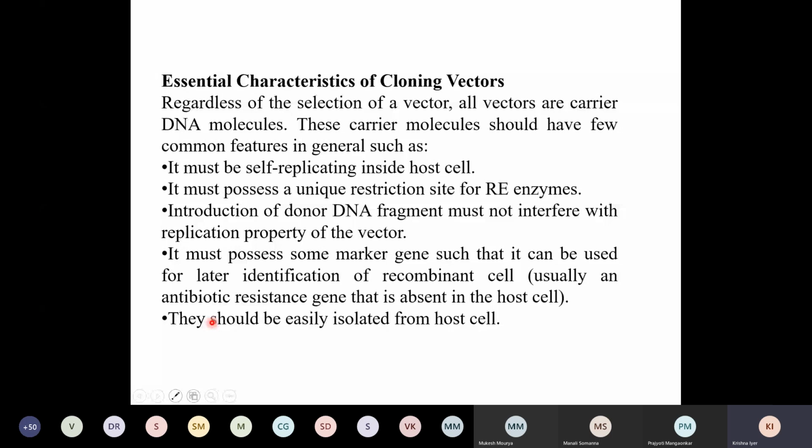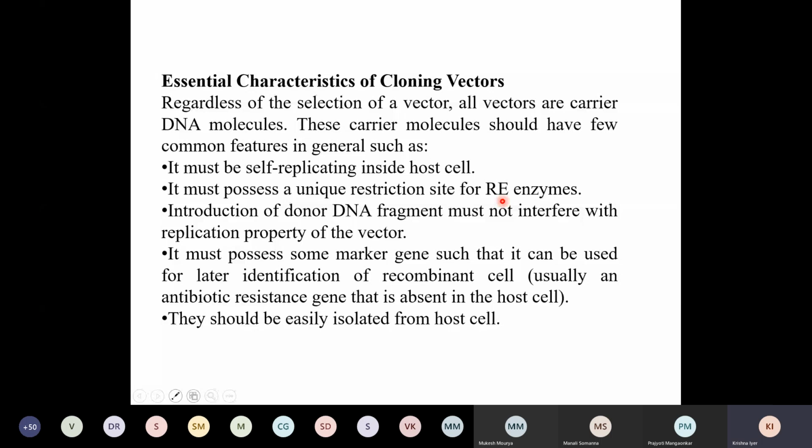So the property that you want from it are, it should be self-replicating inside the cell, and we already said most of the plasmids have that property. It must possess unique restriction sites for restriction enzymes. The reason for this requirement, which will be evident in a slide or two, is that because I need to add my DNA to this vector, I should be able to cut this vector in a very systematic fashion so that I can put a piece of DNA inside it. And therefore for that I need what are called very specific restriction sites.